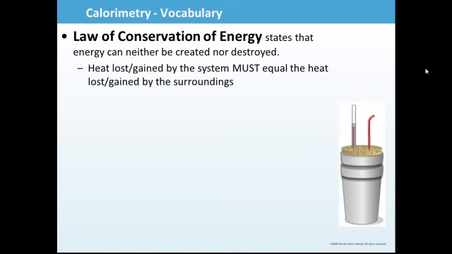Heat that is lost or gained by the system must equal the heat lost or gained by the surroundings. One of the values of Q, that's our heat, remember Q is heat, will be positive, whichever one gains. If the system or the surroundings gains, that will have a positive Q. The other will be negative. Whichever of the system or surroundings has lost heat will have a negative value of Q.